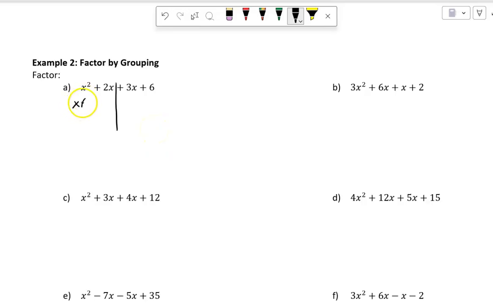So on the left side, I have x for my GCF, and I'm left with x plus 2. On the right side, my GCF is a positive 3, and a sign has to go in front. You have to put a plus or a minus sign in front of this term. And I'm left with x plus 2.